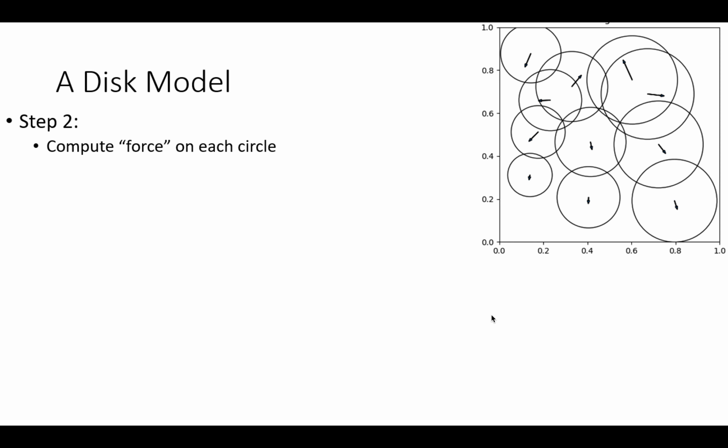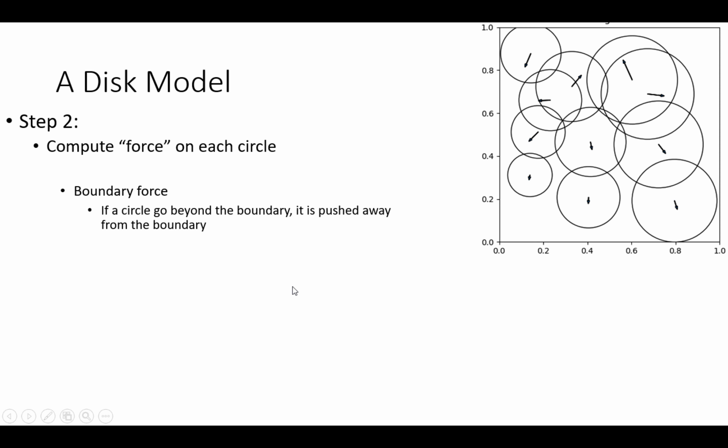And next, we want to move these circles, or these disks, in a desired direction. We move the circles by computing their forces. There are two types of forces. The first is called a boundary force. If we have a circle that goes beyond the boundary, then we want this circle to be pushed away from the boundary. For this circle, you can see it has some overlap with the boundary. So the boundary induces a force in this direction.